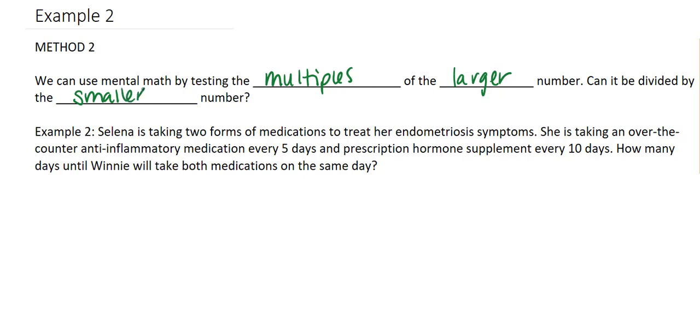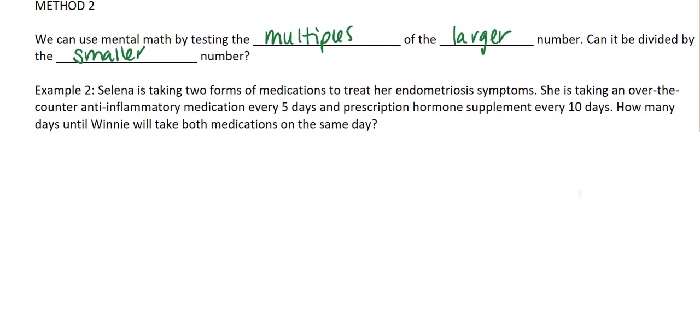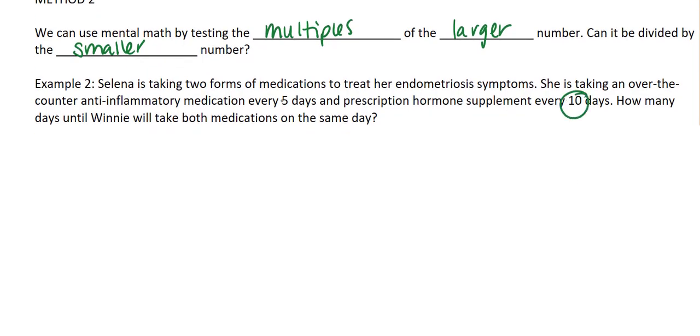So Selena's taking 2 forms of medications to treat her endometriosis symptoms. She's taking an over-the-counter anti-inflammatory medication every 5 days and a prescription hormone supplement every 10 days. So how many days until Winnie will take both medications on the same day? And when we're looking at this, we see 10 and we see 5. So the larger number is our 10, and the smaller number is 5.